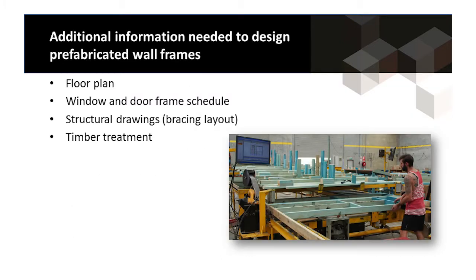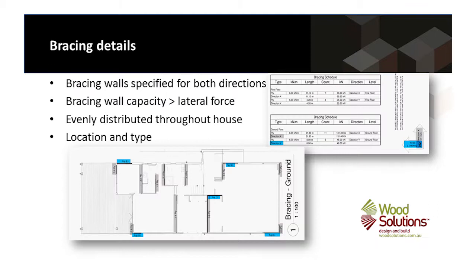If we're looking at prefabricated wall frames, we need the floor plan, window and door frame schedule. We need the bracing layout so that we know which walls are going to be bracing walls, and finally timber treatment. So bracing details. Bracing details have to be specified for both directions.